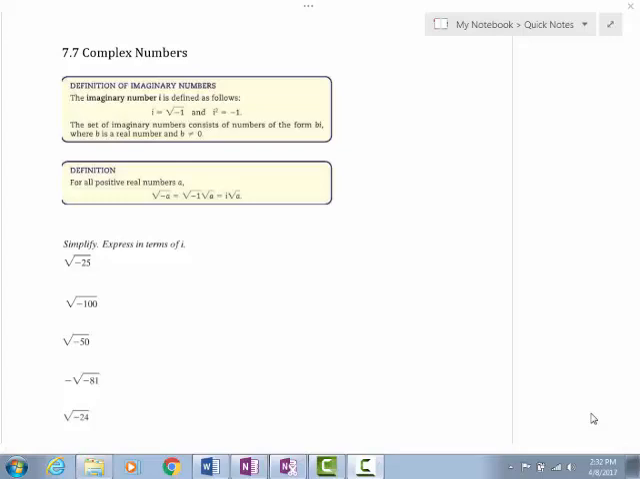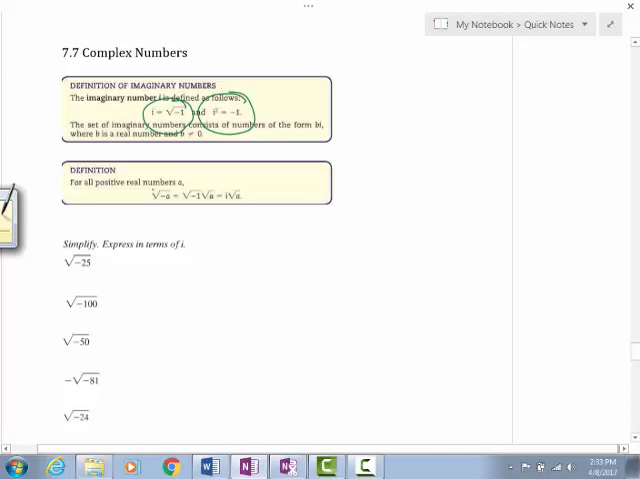7.7 talks about these things called complex numbers. Complex numbers have basically two parts, and the first part is called imaginary numbers. When we're doing imaginary numbers, there's a couple of definitions we need to know. The first one is that i is equal to the square root of negative 1, and i squared is equal to negative 1.